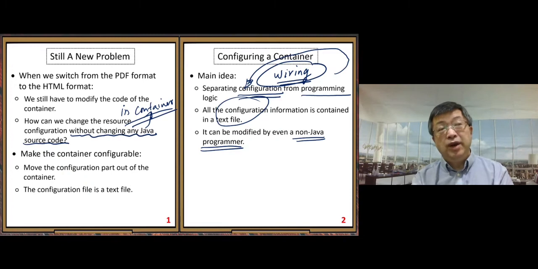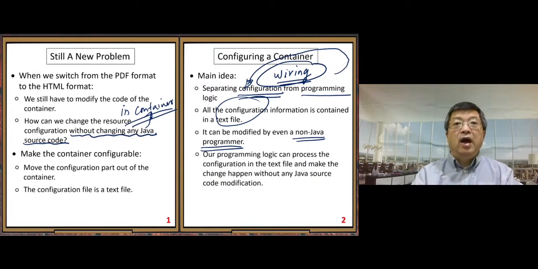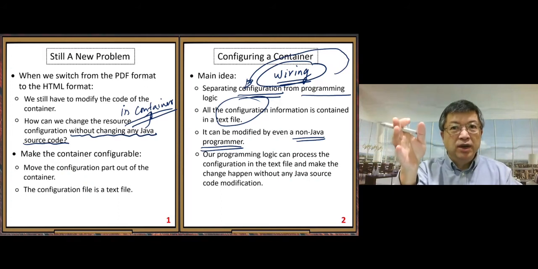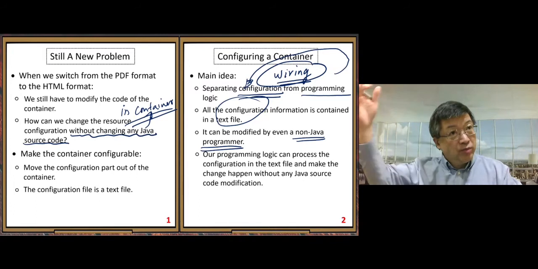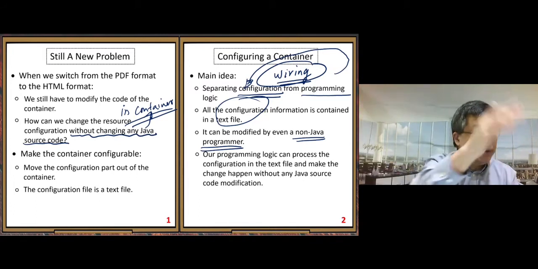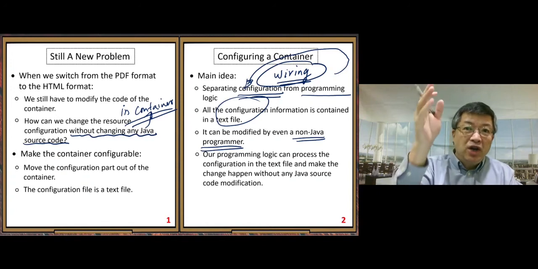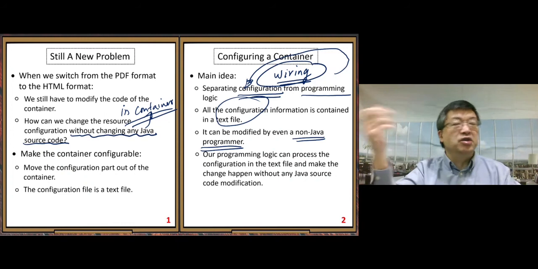So simple. Anyone can make that change. Then our programming logic can process the configuration in the text file. Eventually, some special program needs to process the configuration information to make the change take effect, and make the change happen without any Java source code modification.